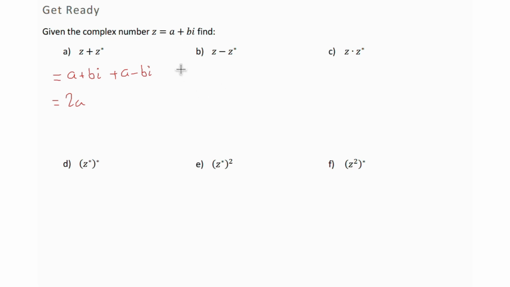z minus z conjugate is going to be a plus bi, take away a minus bi. A take away a cancels out. bi take away negative bi is going to be 2bi. So we get 2 lots of the imaginary part this time. And this is a purely imaginary number, not complex, there's no real part.